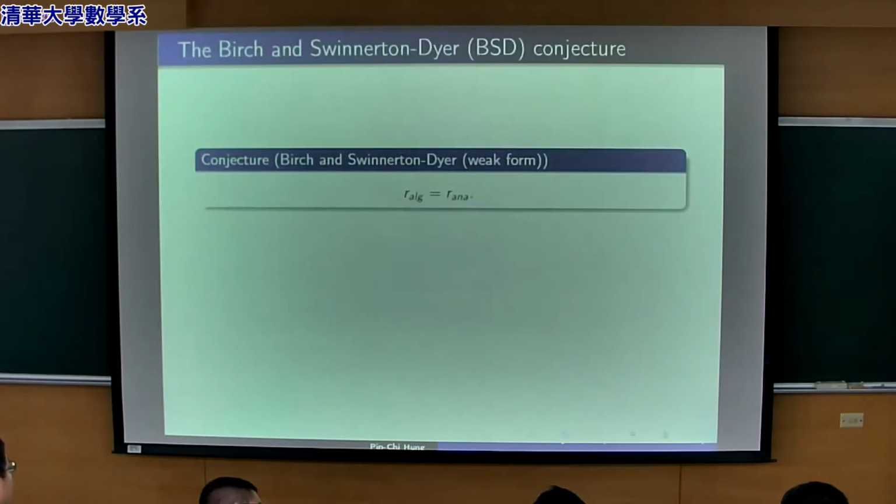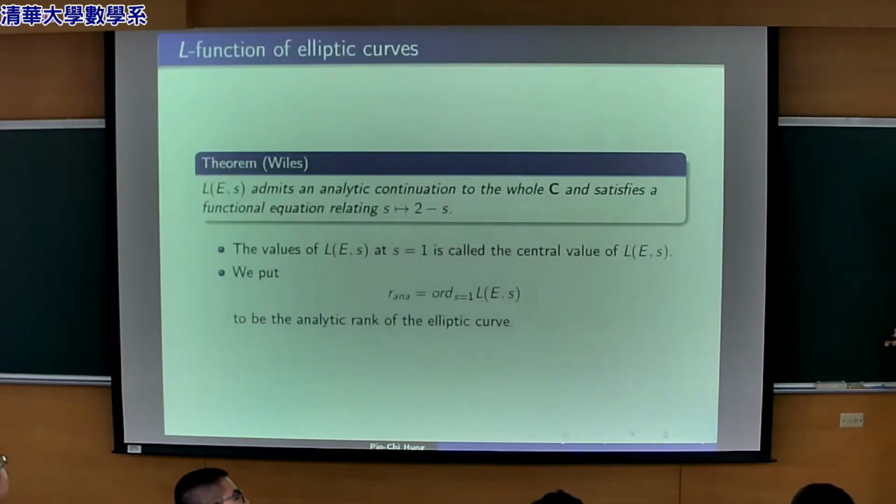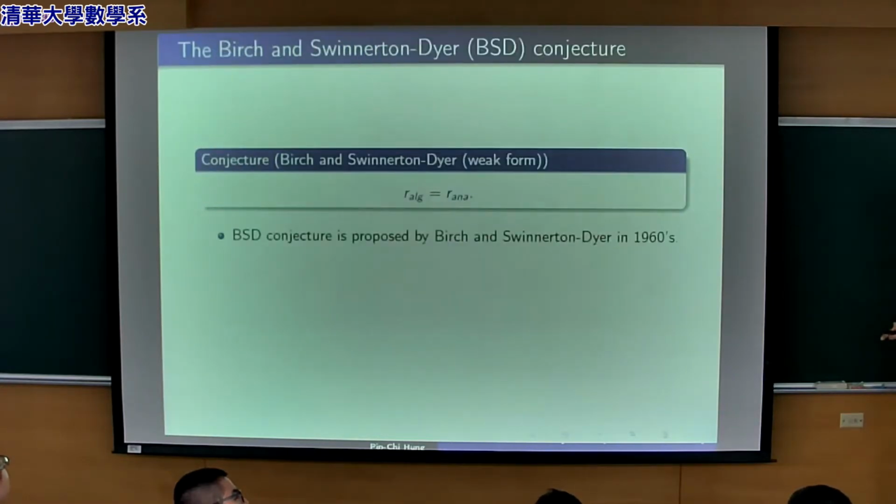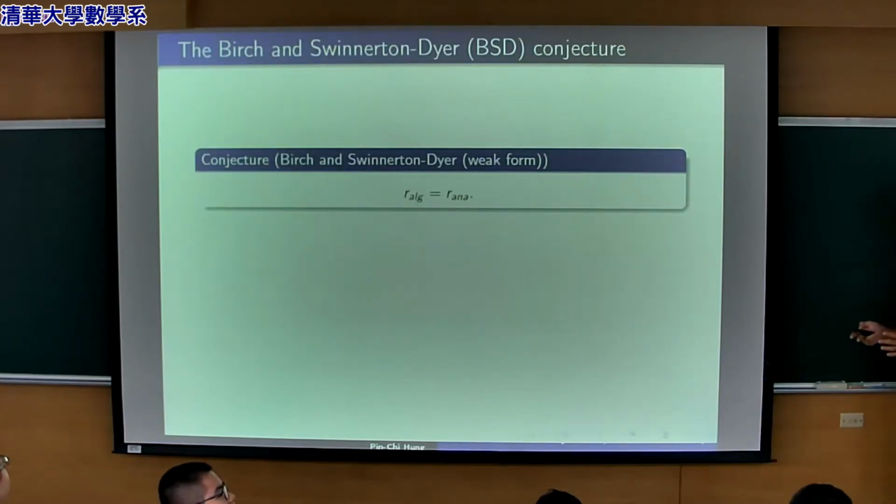So the first Birch and Swinnerton-Dyer conjecture, the weak form, is that this rank is equal to the previous algebraic rank. So if you want to know whether the equation has infinitely many solutions or finitely many solutions, you should check L(E,1). It's zero or non-zero. It's that simple.